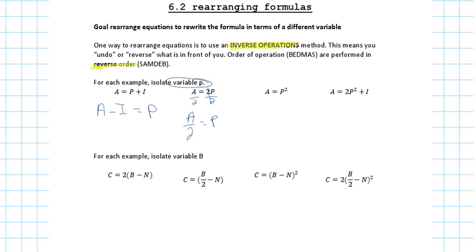A equals p squared. How do you isolate for p? What's the opposite of square? Square root, right? Because you want p by itself. So that means I have to square root both sides, and then the square root of a equals p.